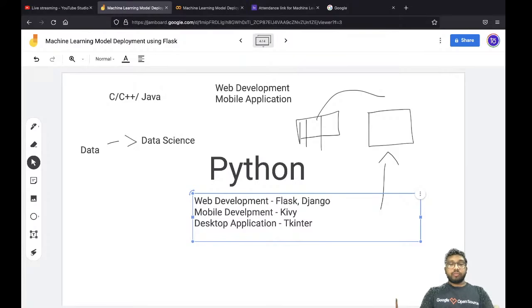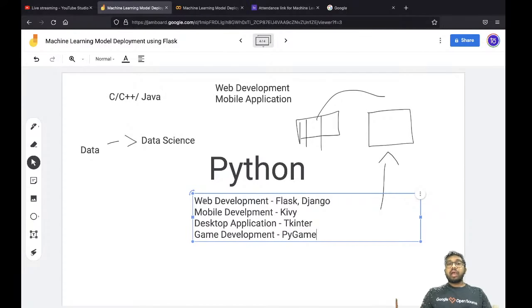Now, if you say that I want to go with game development, is it possible with Python? Yes, it is. You can go with Pygame. Pygame is a library for Python to make games. Not a complex one, but a very simple one. Like Flappy Bird, you can create a Mario game with the help of Python. You can find a lot of tutorials around that, right?